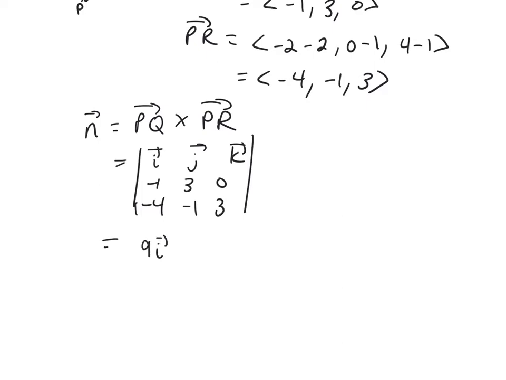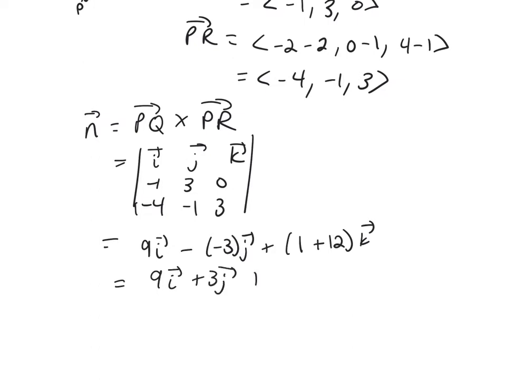9i minus negative 3j plus 1 minus a negative 12, so 1 plus 12k. So I believe you get 9i plus 3j plus 13k, assuming I don't have any arithmetic mistakes there, which maybe I do.